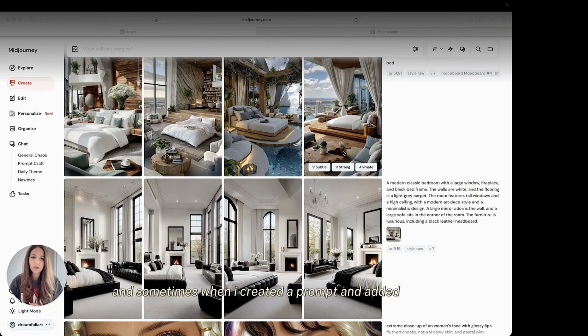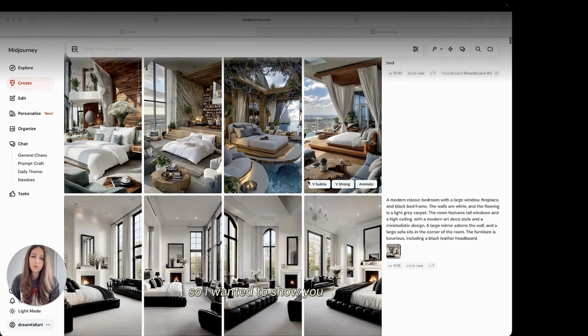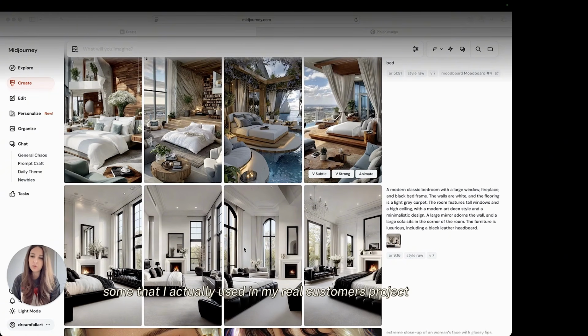And sometimes when I created a prompt and added, as we learned, image references and style references, and have this wow effect even on a tiny amount of images, I still continue to regenerate again and again until I see the wow effect. So I wanted to show you some that I actually used in my real customer's project for their bed, as I told you before. And I created several images.